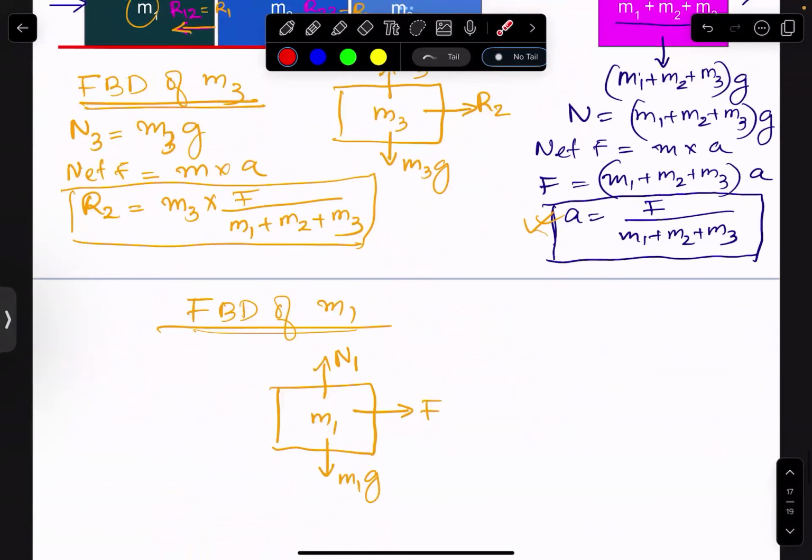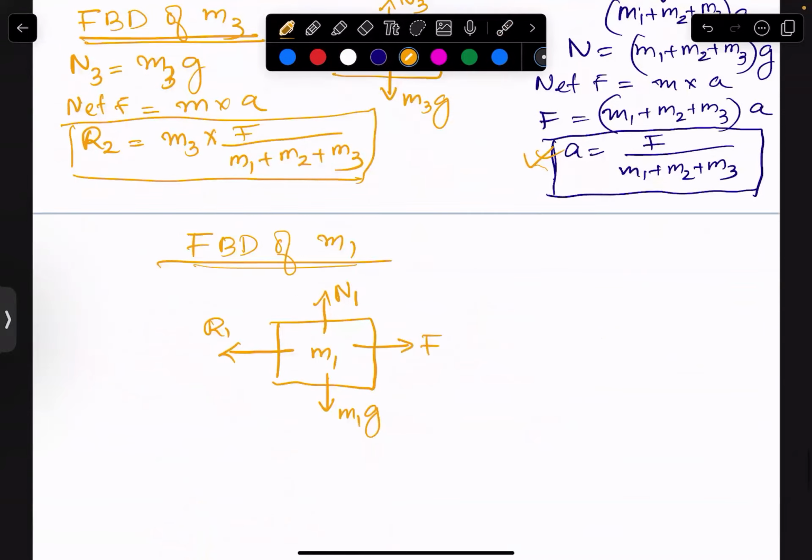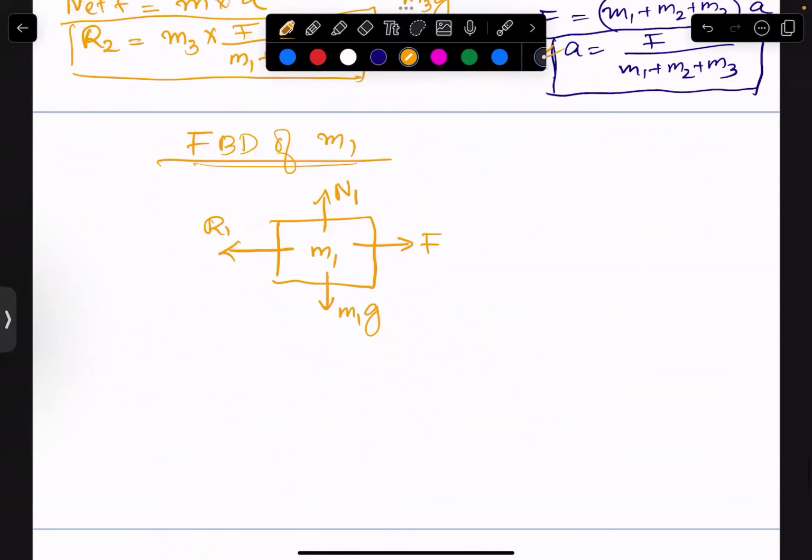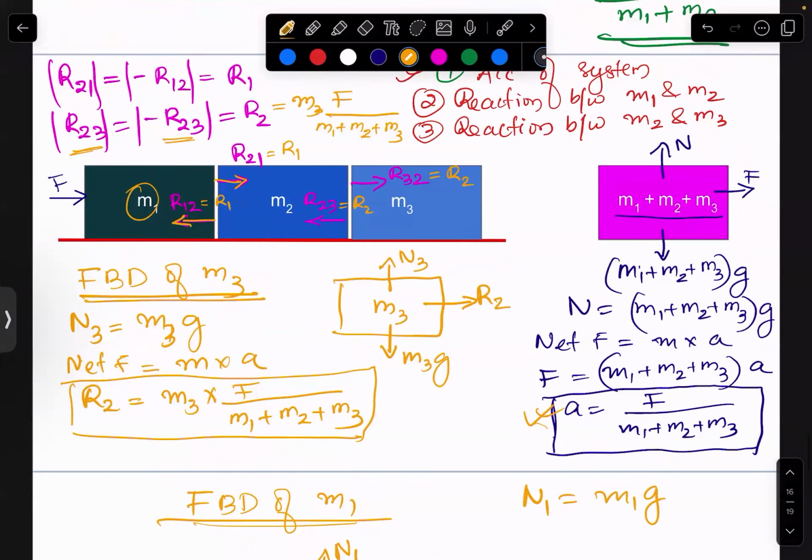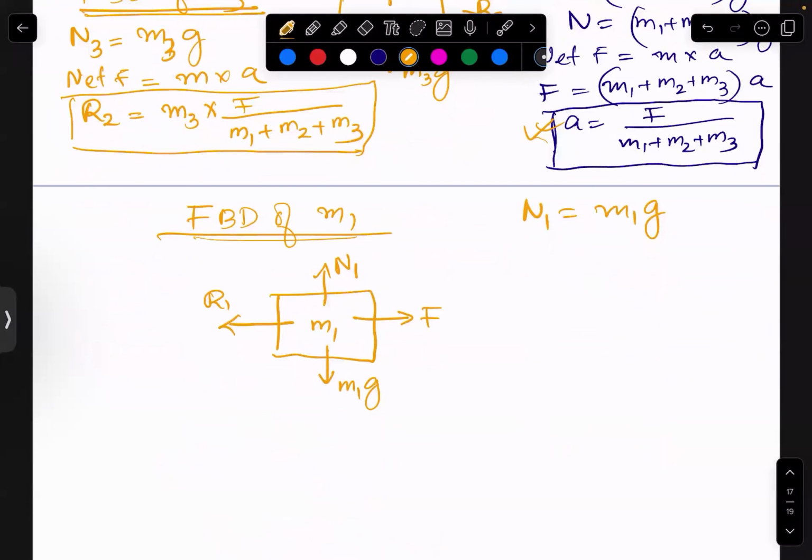So you can draw it like this. This is F, and there is R1 acting opposite to F. Now to equate, you can see N1 equals M1G because there is no movement in the vertical direction. And horizontally, you know that the acceleration is in this direction, along F. So that means F is the larger force over here. So you have to write net force equals mass times acceleration.